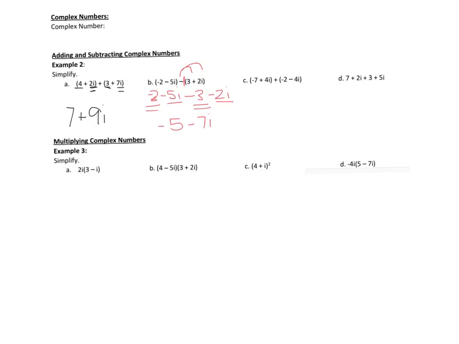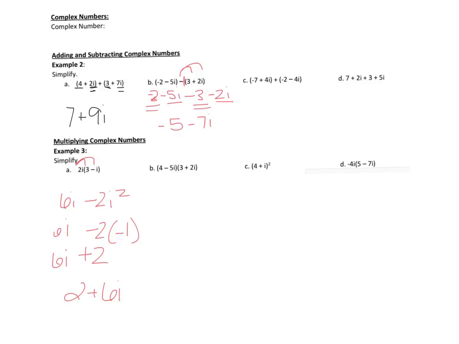With multiplying, you're going to multiply just like you normally would with a variable. Just one little catch. So 2i times 3 is 6i. 2i times -i would be -2i squared. Well, i squared, if you remember from the previous page, is -1. And so this would be +2. We always write the i part first, so I'm just going to flip that around.